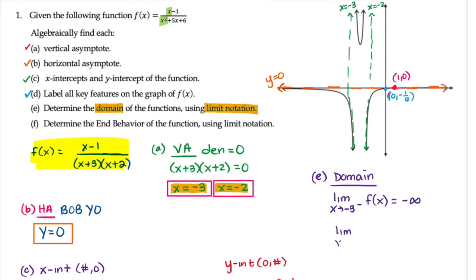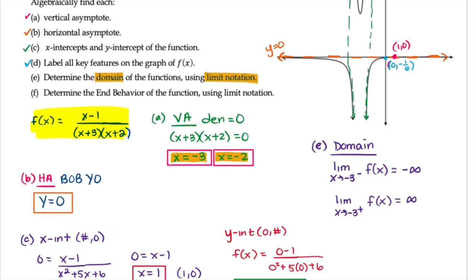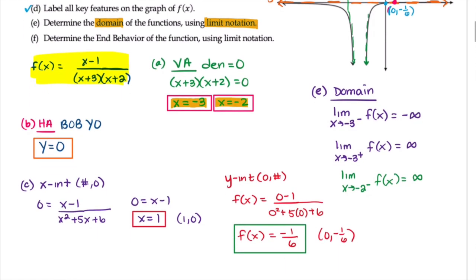What happens as I approach that same vertical asymptote, but this time from the right side? We go to +infinity. We're going to look at our second asymptote, which was -2. So we're going to say the limit as x approaches -2 from the left, and then again from the right. So from the left, we go up to +infinity. From the right, we go down to -infinity. And that is our domain.